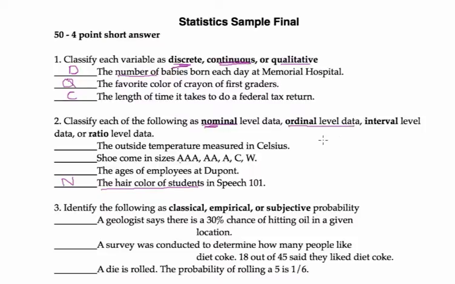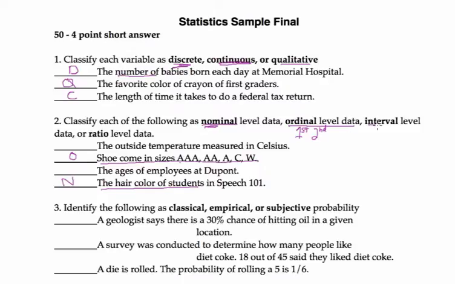Ordinal is something, usually names, where there is a first, second, third. Ordinal means the ordinal numbers, first, second, third. So where it's names, but they're in some kind of order. So that would be shoe sizes. They're still names, but we can put an order on them. AAA is smaller than AA, and so on.